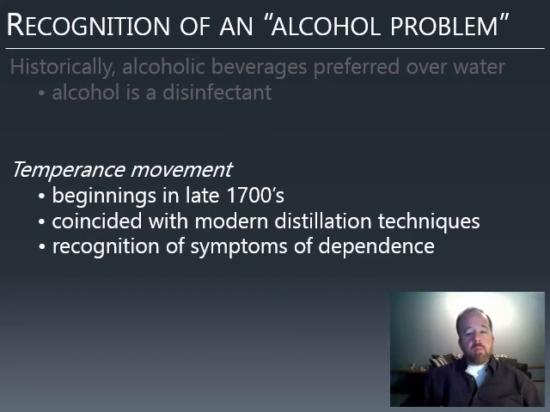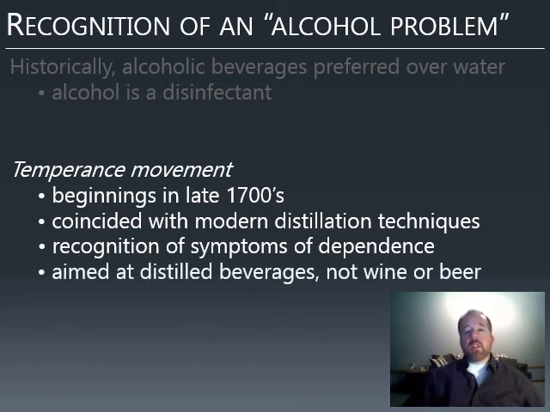So they started recognizing the symptoms of dependence. And particularly the symptoms of withdrawal. Everyone knew what alcohol did if you consumed it in large quantities, but it started to become more obvious what the chronic effects were. And originally, these temperance movements were aimed at distilled beverages, not really wine or beer, because distilled beverages are stronger. They produce more acute effects. They have more alcohol than wine or beer does, so not surprisingly, they more easily create dependence.